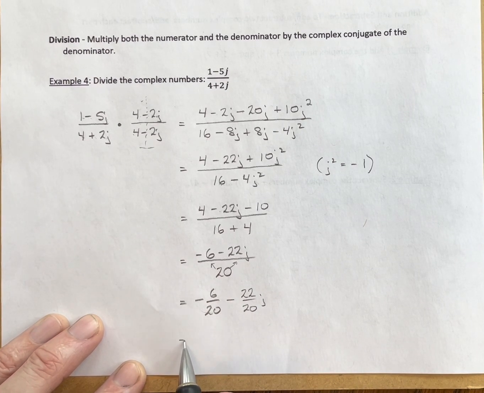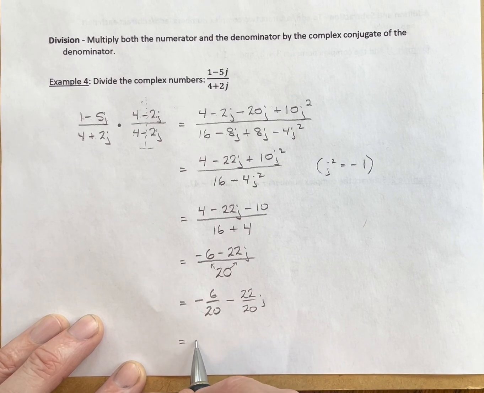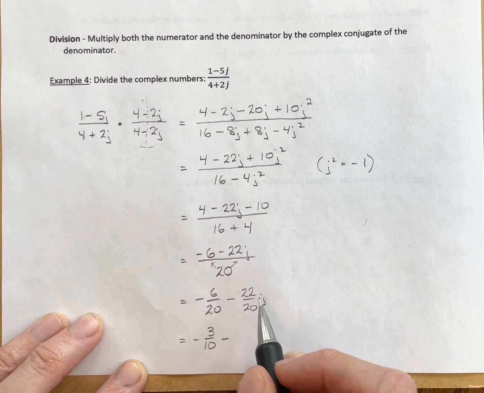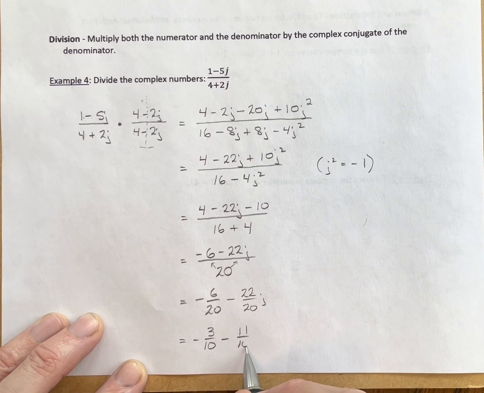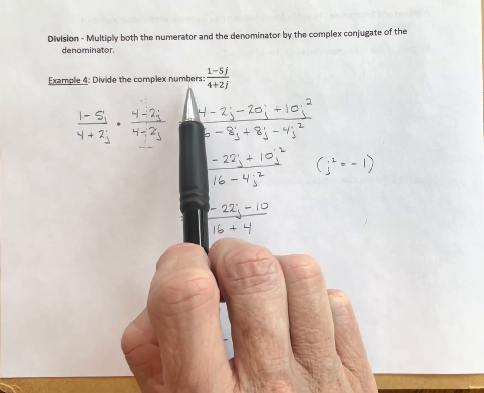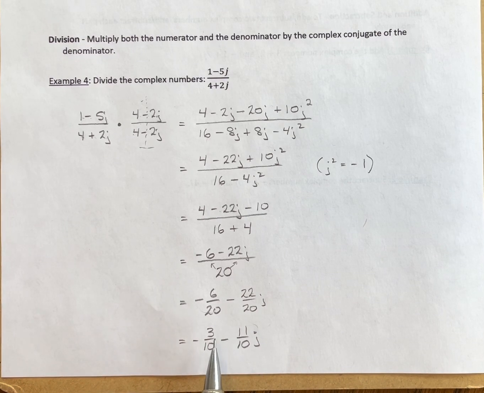This can be simplified, of course, because 6 and 20 have a common factor of 2. So this is negative 3/10. And 22 and 20 also have a common factor of 2. So it's 11/10, and then there's a j right there. So we're dividing two complex numbers, and we're getting a complex number written properly in the standard form as our answer.